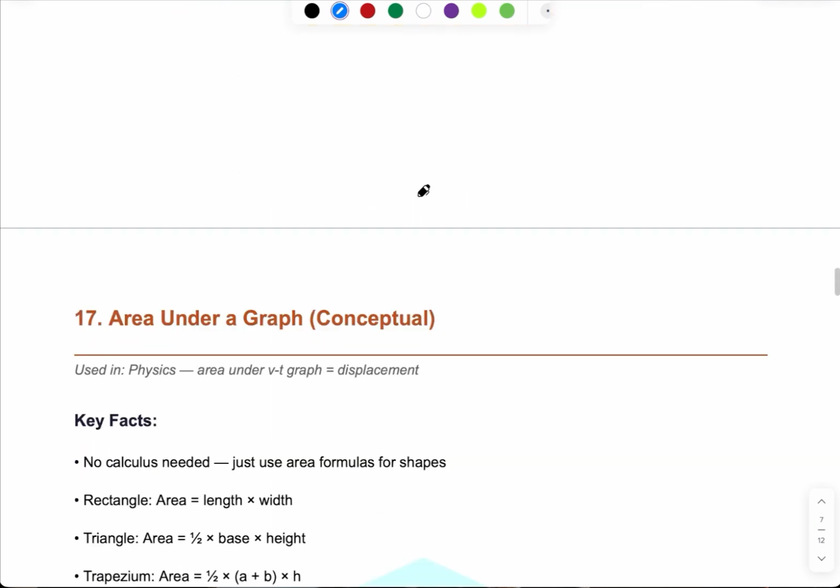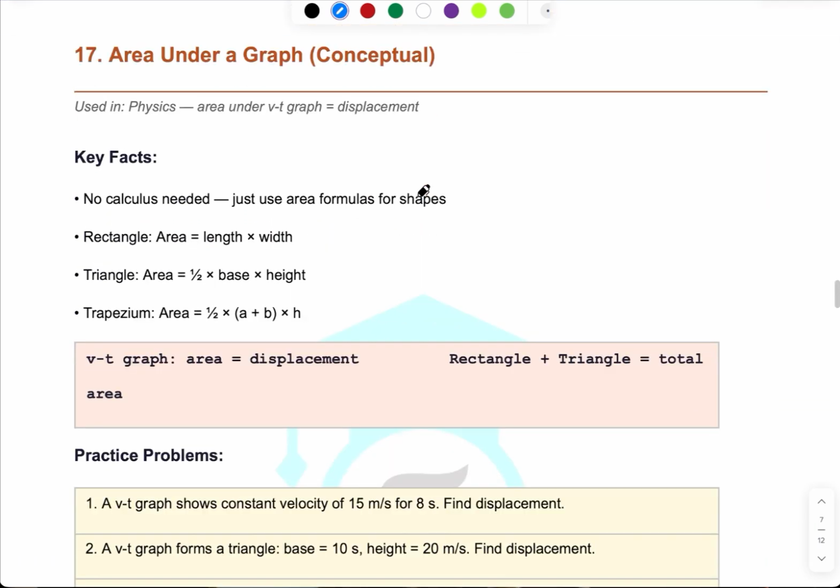So the next topic is area under a graph. This one is common for science students. Science students in physics, you will need this one very well. Let me explain the concept of area under a graph for you. You see, the shape that a graph gives. So let's say you have a graph of this nature. You have a graph like this.